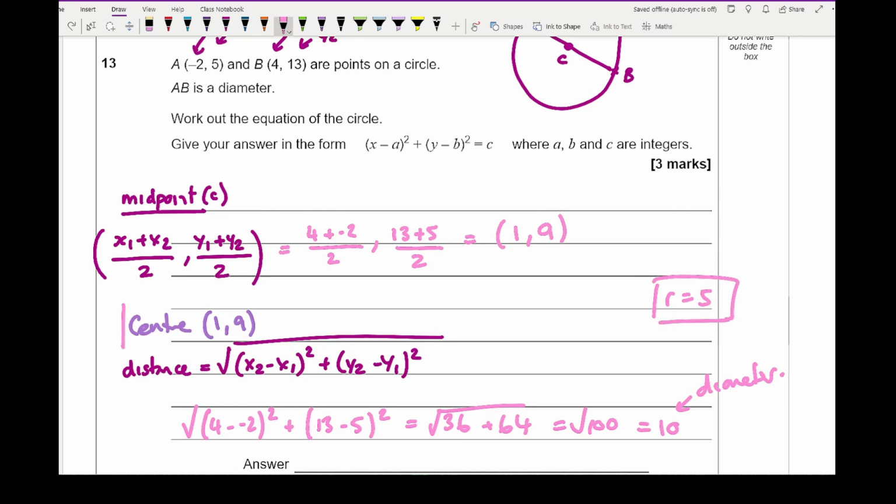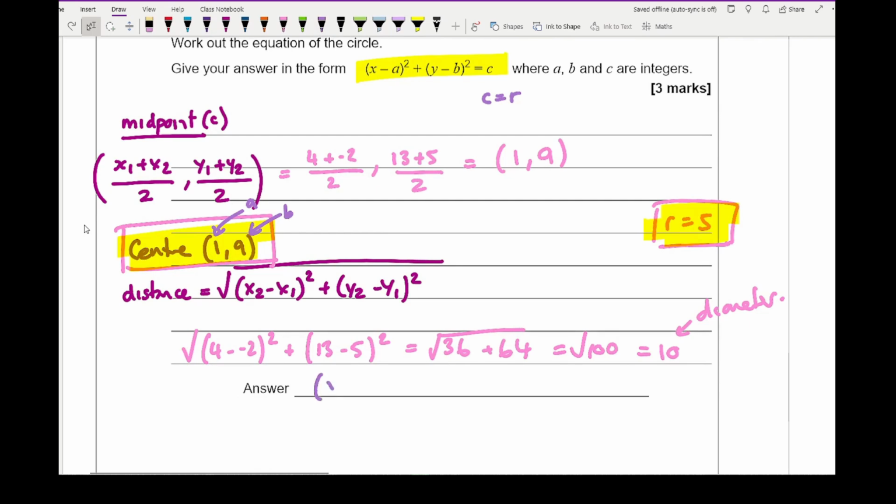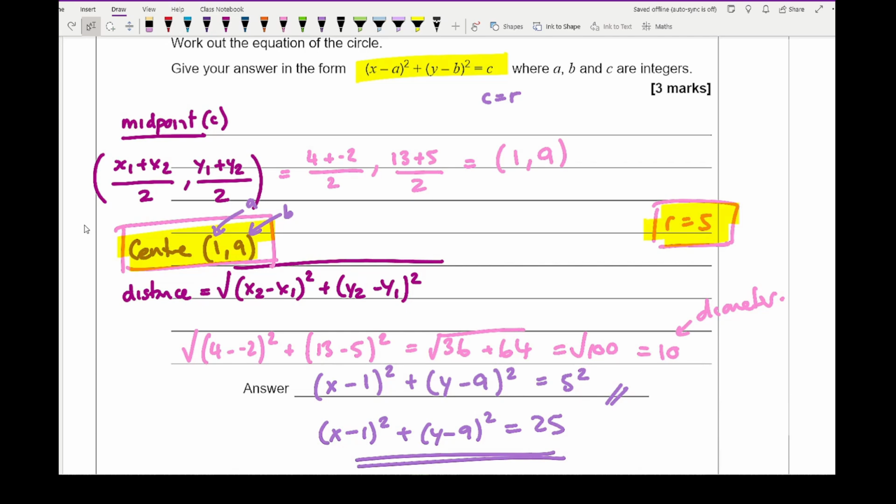So if I've got the center and the radius, all I've got to do now is substitute those two things into this formula here, where C is equal to R. This is my A value and this is my B value. So the equation of the circle is going to be (x minus 1) squared plus (y minus 9) squared equals 5 squared. You can either write your answer like this, or write it as (x minus 1) squared plus (y minus 9) squared equals 25. And there is my final answer.